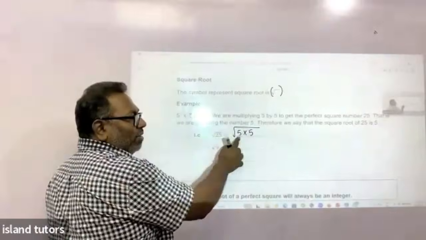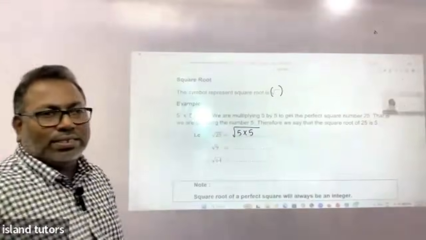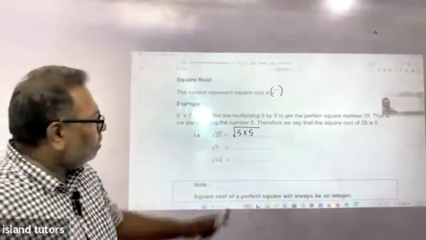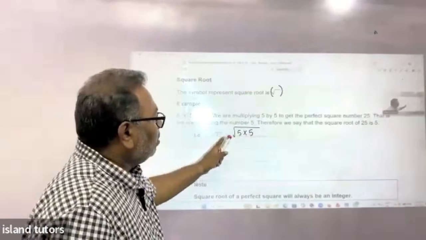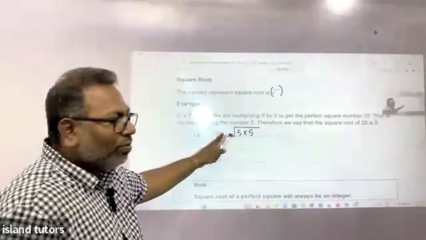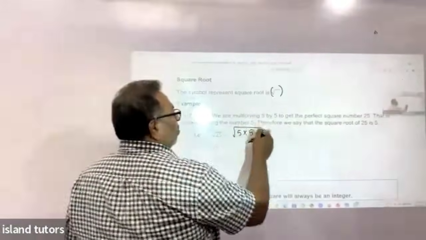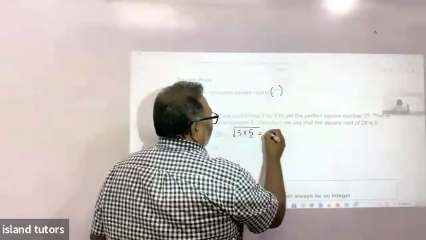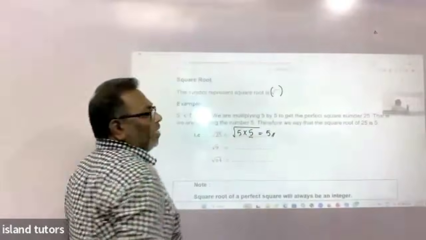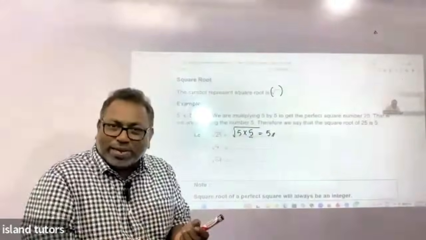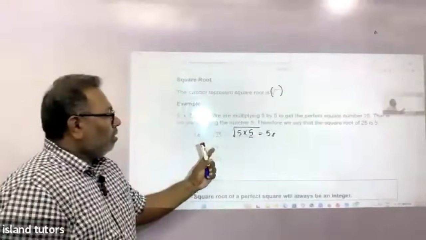How do you get this 25? You multiplied 5 by itself 2 times. 5 into 5. Therefore, you are getting 25. Now we want to find the square root of 25. What is the square root of 25? 5. The root means where it started from.